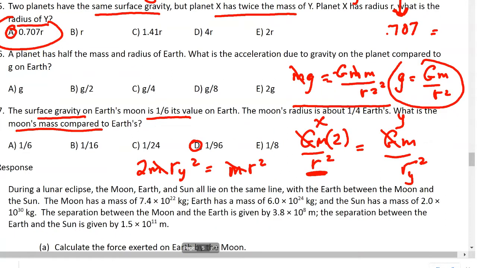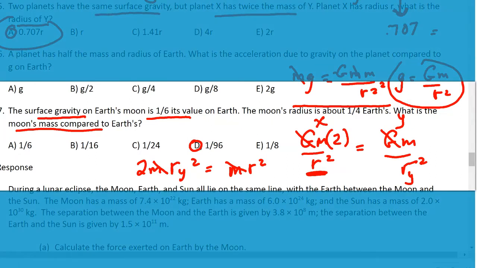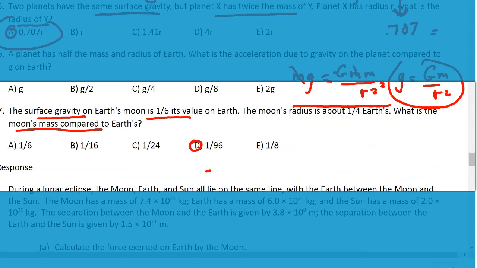And I think we'll do one more and that'll be it. The surface gravity on the Earth's moon is 1/6 of the Earth's. The moon's radius is about 1/4 the Earth's. What is the mass? Okay, let's do this one over here. Let me clean this up. I think this is a real winner.